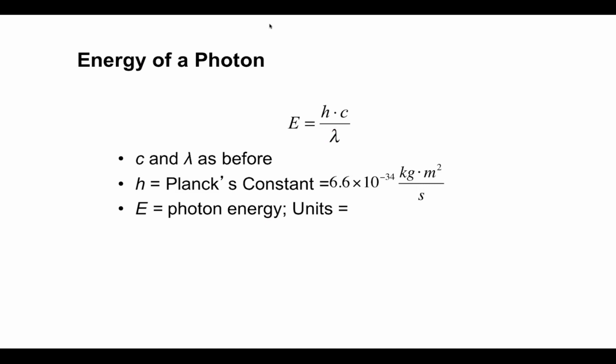That's sort of how I want you to think about these equations. How are they related to the variables involved? So this is the equation. It's pretty simple. E equals h times c over lambda. We already know what c and lambda are. C, of course, is the speed of light, and lambda is the wavelength of the light we're talking about. H is just another constant.